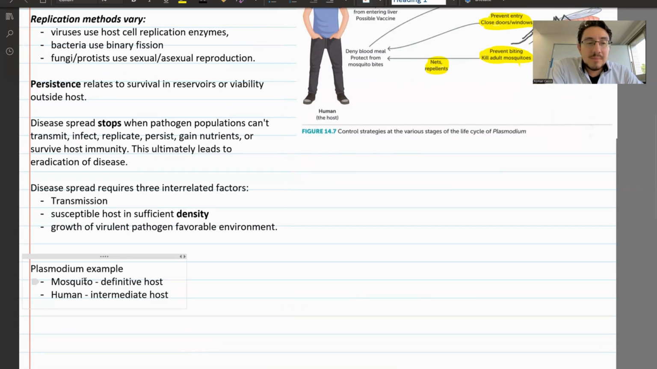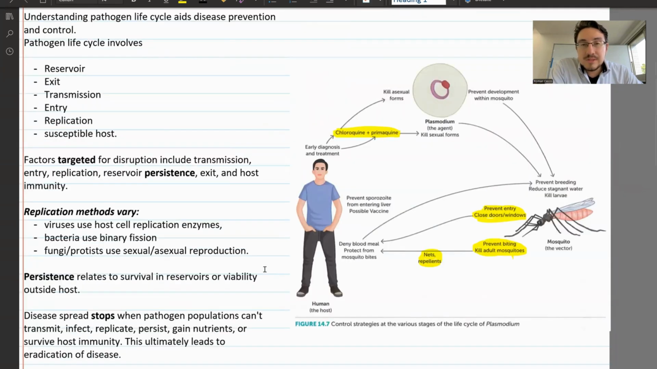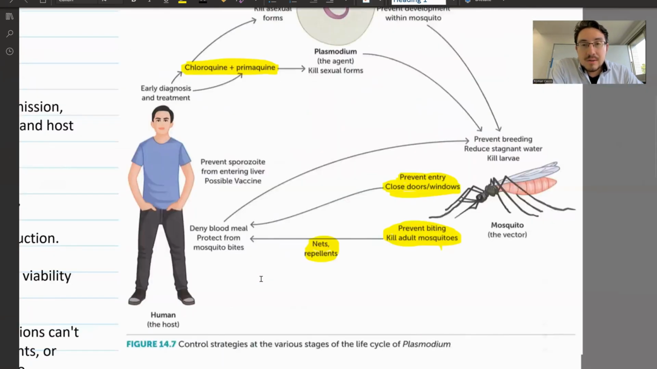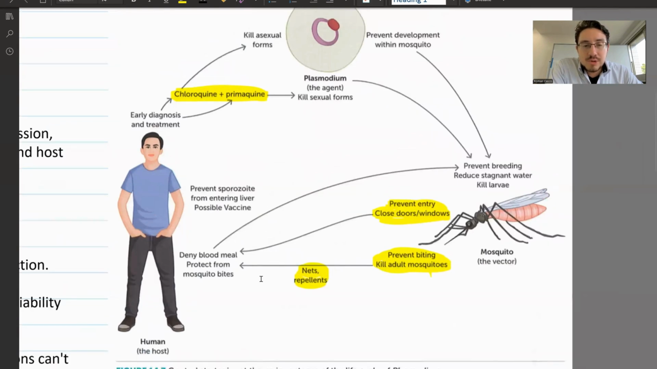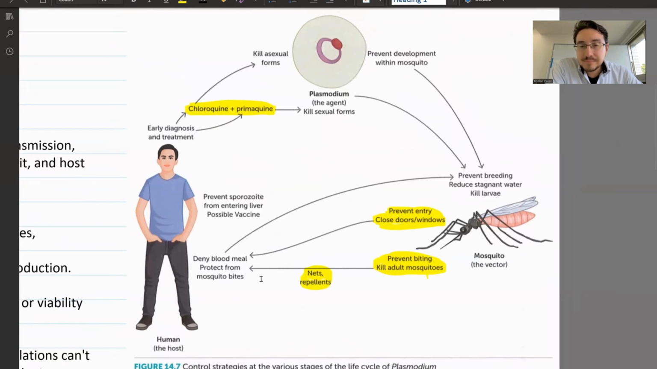So, Plasmodium is a very nice example where, remember, this is causing malaria, where you have the mosquito making the definitive host, or you're having the zygotes, and you're having the formation of the early individual. You have human that's serving as an intermediate host, right? If we take a look at this little diagram here, what would be some control strategies for the life cycle of Plasmodium, right?